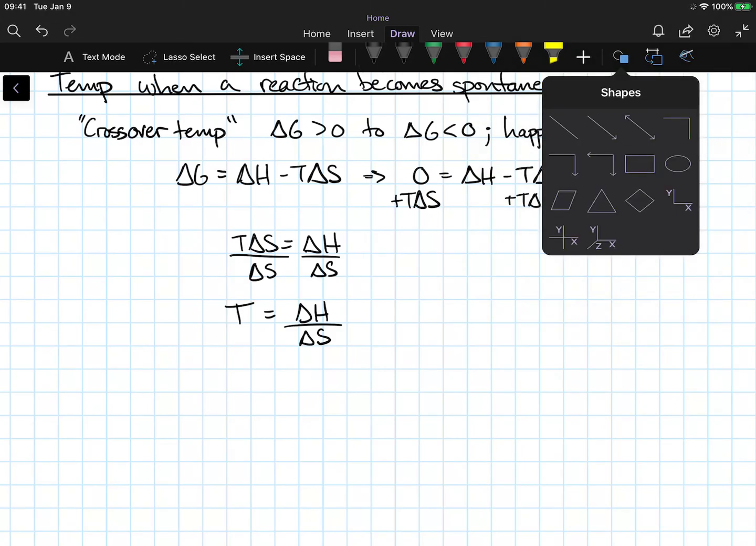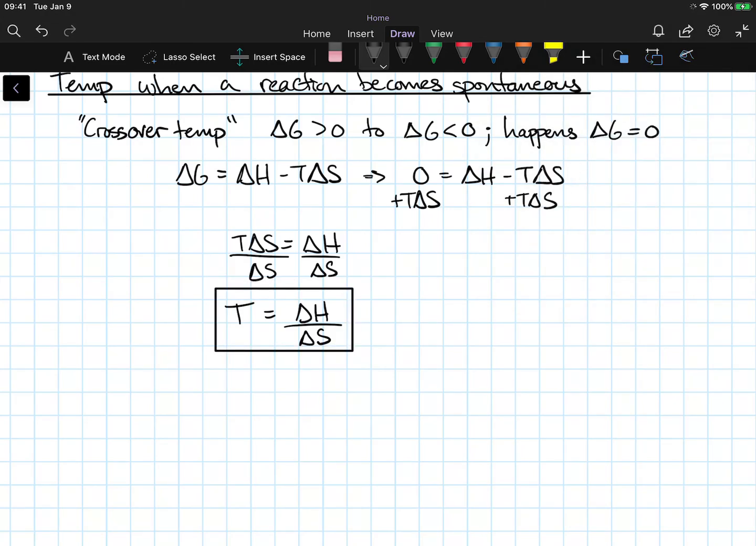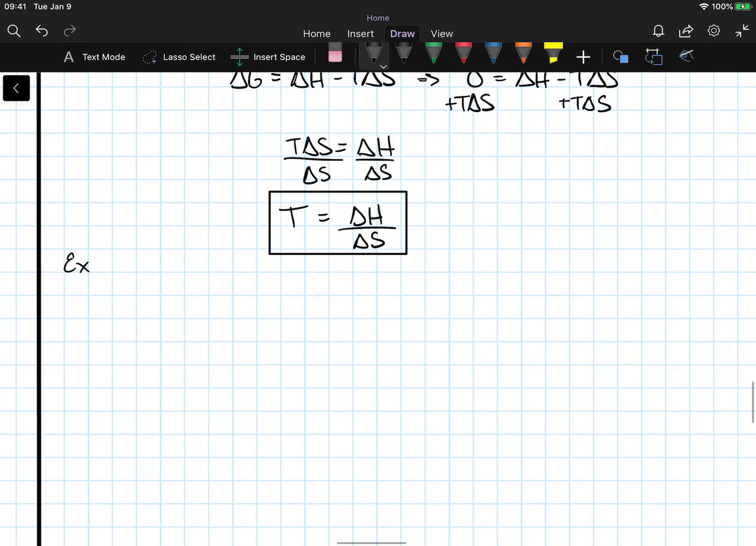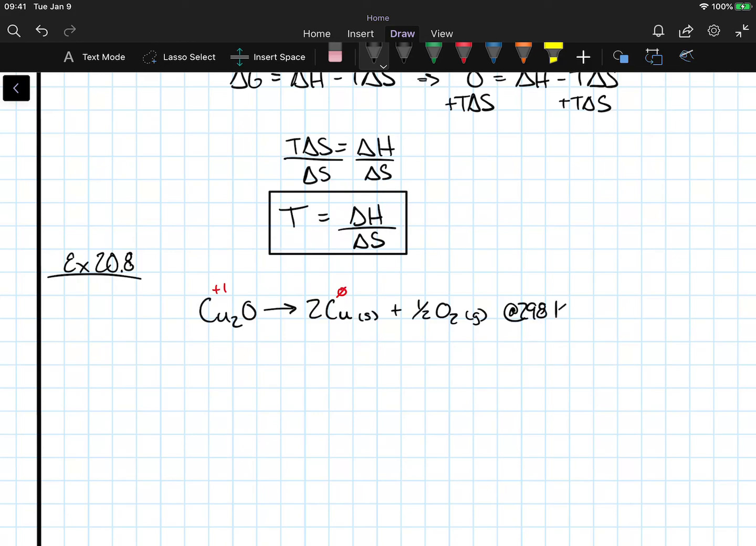So let's just work through a quick example. This is example 20.8 in the textbook. If we look at the decomposition of copper(I) oxide into 2 moles of solid copper, so it's going from a +1 oxidation number to a 0 oxidation number, and we generate half a mole of oxygen. At 298 K, this has a Gibbs energy of positive 8.9, so it's non-spontaneous at room temperature because it's a positive Gibbs energy.